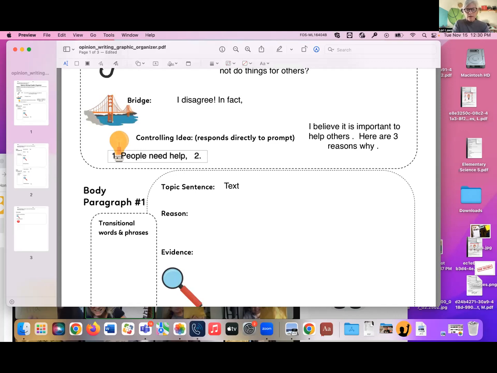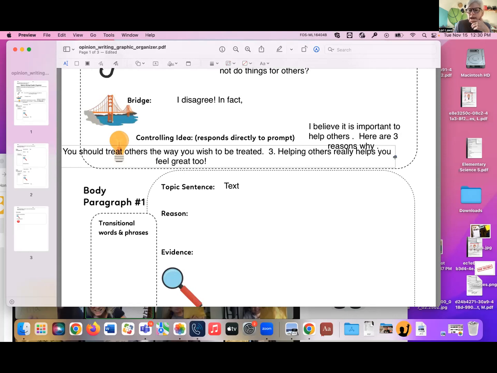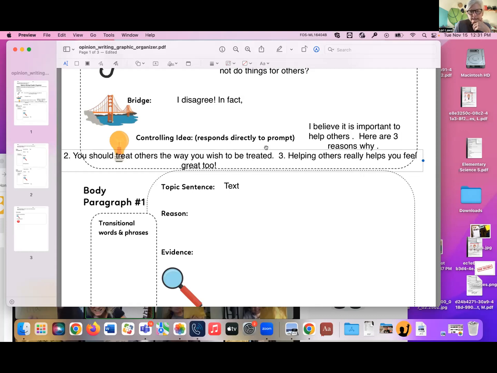2, you should treat others the way you wish to be treated. And 3, helping others really helps you feel great too. Okay, so those are my 3 reasons. So now I have a hook, I have a controlling idea, and I have 3 reasons. We're going to work on our topic sentences.